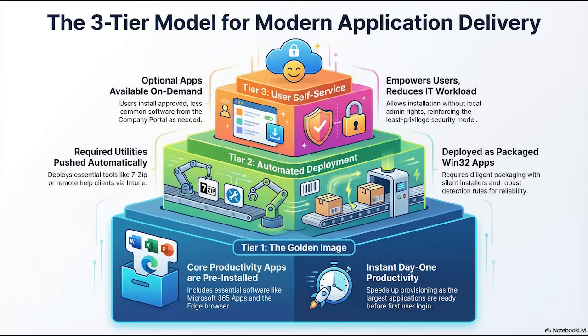And then there's Tier 3, self-service. This has to be the biggest change for user autonomy. It fundamentally reduces the help desk workload. Optional or less common apps, like VLC Player, for example, they're placed in the company portal. And the user can just go grab them. They can. And crucially, because these are packaged and delivered by Intune, users can install these approved applications on demand without needing local admin rights. It reinforces that least privilege model while still giving the user back some control.